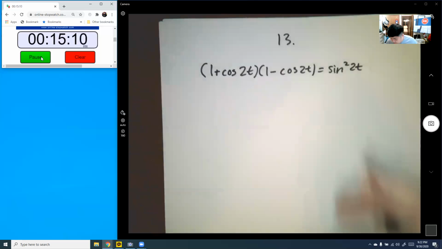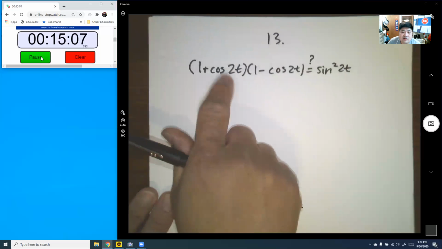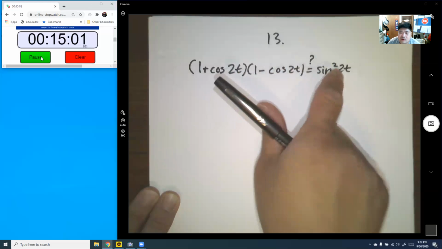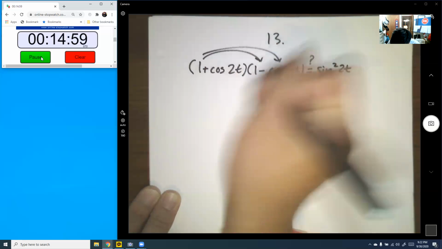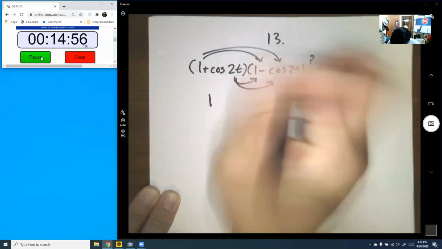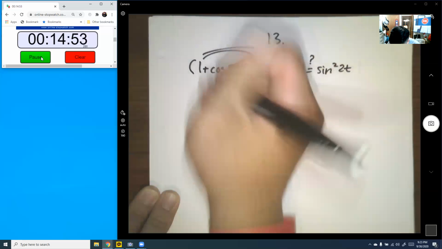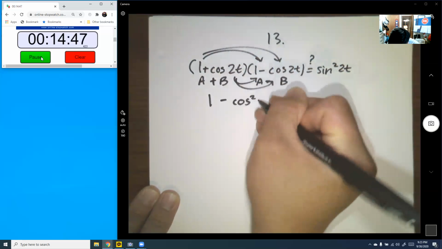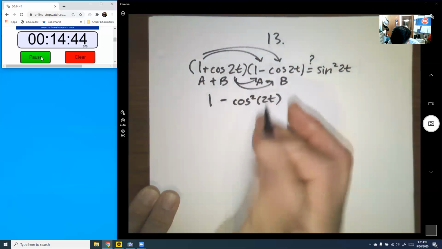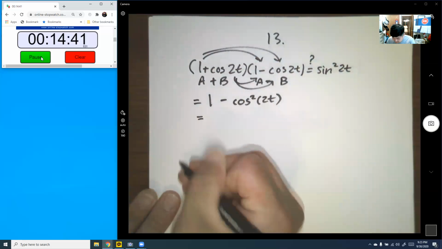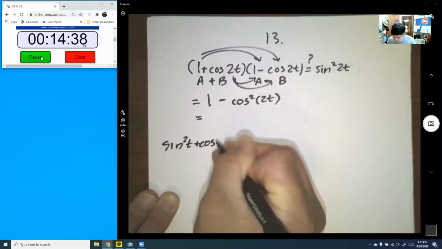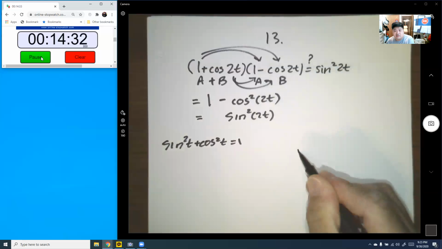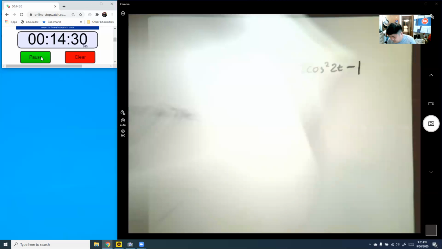All right, let's verify. Does 1 plus cosine of 2t times 1 minus cosine of 2t equal sine squared 2t? Well, it's a difference of two perfect squares, a plus b times a minus b. So this is 1 minus cosine squared 2t. And by the Pythagorean identity, sine squared t plus cosine squared t equals 1, this is indeed sine squared 2t. So that one is verified.